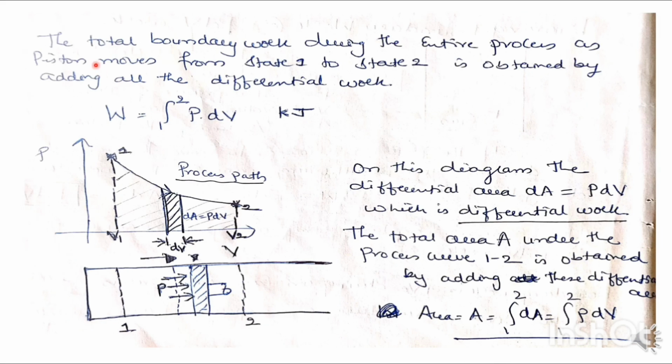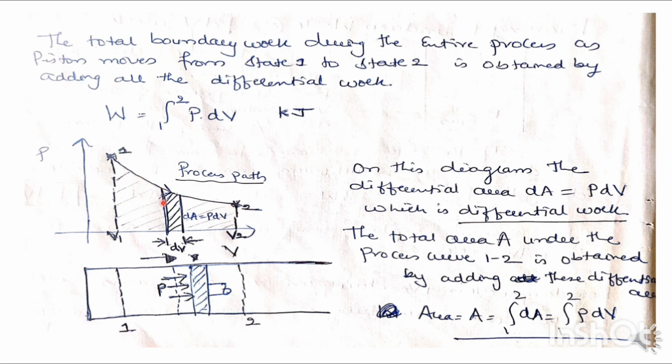Now you can see here, the total boundary work during the entire process as the piston moves from state 1 to state 2 is obtained by adding all the differential works. So how will I write the total work done? W is equal to the integration from 1 to 2, which indicates the piston moving from state 1 to state 2, of P into dV. You can see here, this is pressure and this is volume. The system is changing from state 1 to state 2. This is my process path.